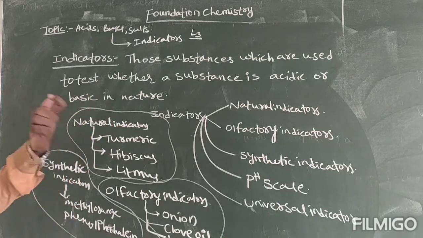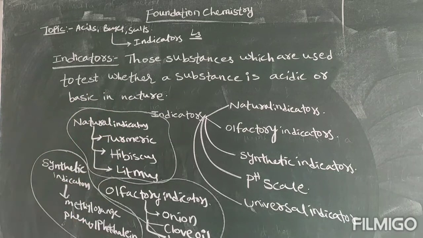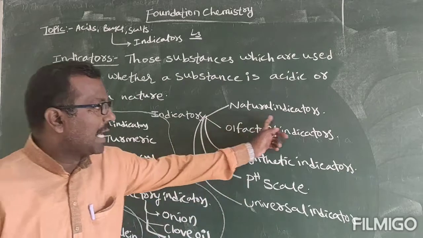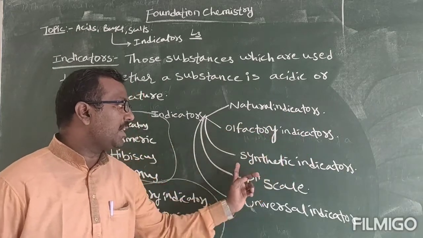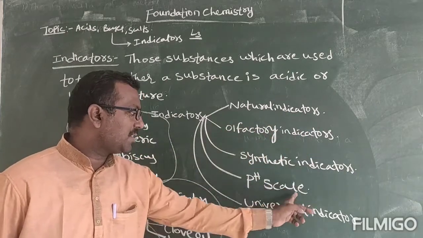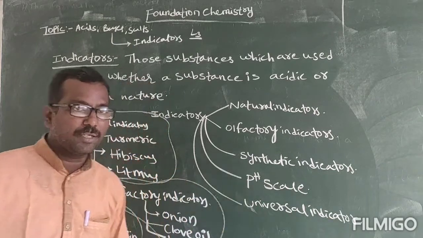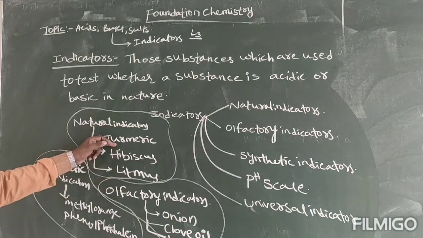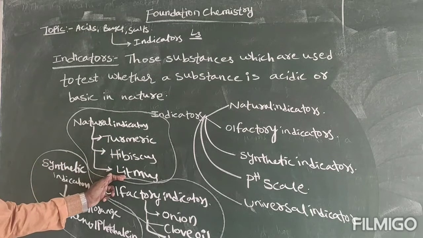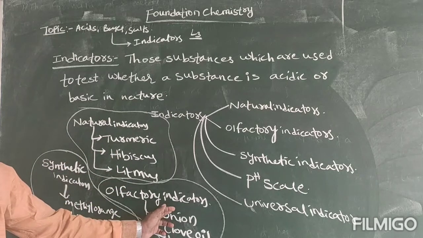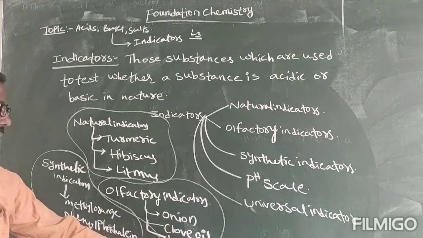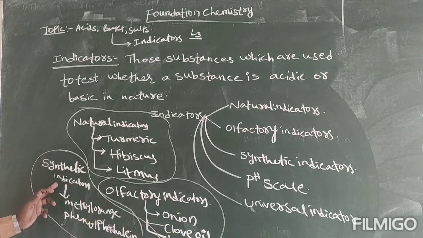Indicators means the substances which are used to test whether a substance is acidic or basic in nature. In that we have different types of indicators: natural indicators, olfactory indicators, synthetic indicators, pH scale, and universal indicators. So natural indicator examples are turmeric, hibiscus, and litmus. And olfactory indicators examples are onion, clove oil, and vanilla. And synthetic indicators are methyl orange and phenolphthalein.